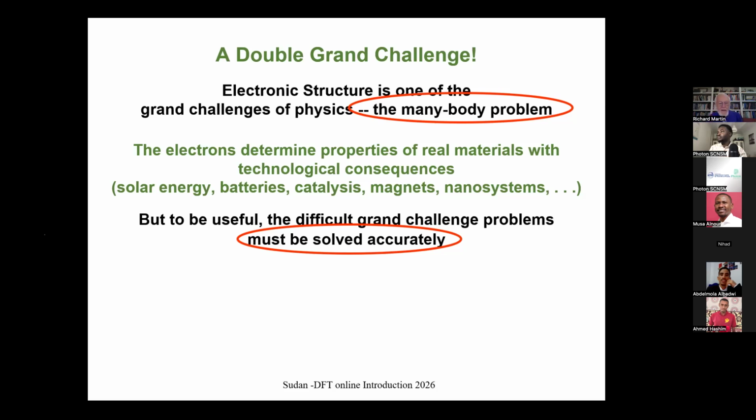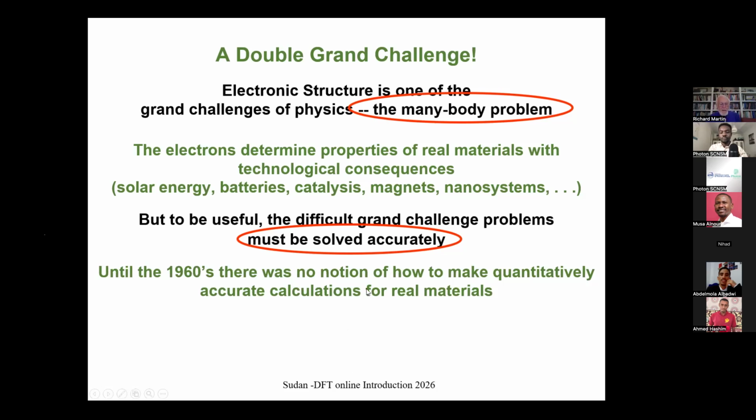Why we say accurate? The difference in energy between one structure and another is really small on the scale of the total energies of the system. The ways that one distinguishes whether a system is going to be magnetic or not is really a small energy. And so you have to be accurate on a hard problem in order for it to really be useful. And then up until the 60s, there wasn't any idea for how you would actually do such accurate calculations.